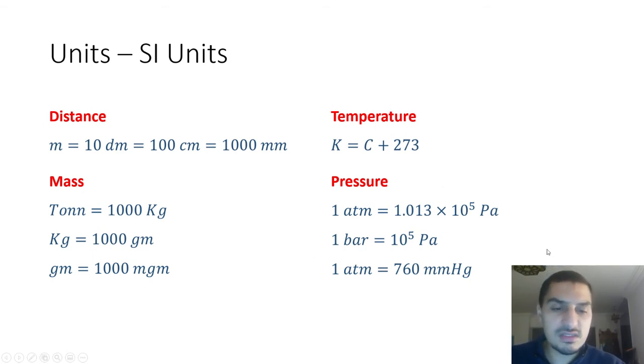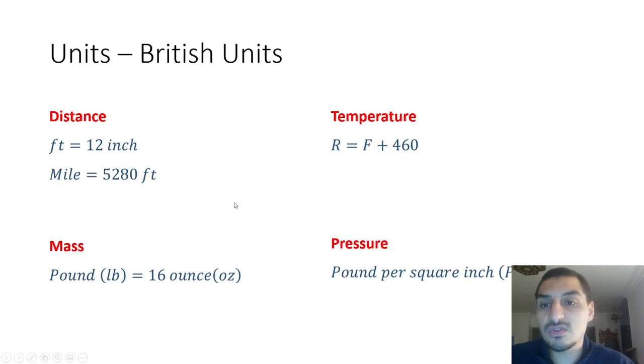Of course, this is not the case for the other unit system, which is called the British units. It might not be commonly used by students in the first year until now. But in these units, we use the foot and the inch for distance, and the foot equals 12 inches. The mile is 5,280 feet. The mass is in pounds, which is lb, which is 16 ounces. The Rankine is Fahrenheit plus 460, and the pressure is in psi, which is pound per square inch.